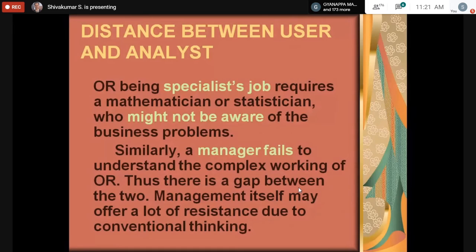And of course, I told one more thing. Another limitation of OR is the gap between user and analyst. OR being a specialist job requires a mathematician or statistician who might not be aware of the business problems. Remember here, the people who are into statistics or mathematics may not be aware of the actual practical problems of the other divisions. Similarly, a manager finds it hard to understand the complex working of OR. Thus, there is a gap between the two. Management itself may offer little assistance due to conventional thinking. Okay, so these are the things about the limitations of OR.